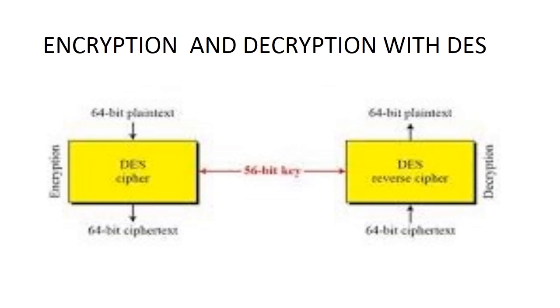This is an example of a DES block cipher. In this figure, we see the encryption and decryption sides of the DES. At the encryption side, DES takes a 64-bit plain text and creates a 64-bit cipher text. At the decryption side, DES takes a 64-bit cipher text and creates a 64-bit plain text, whereas the same 56-bit cipher key is used for both encryption and decryption.